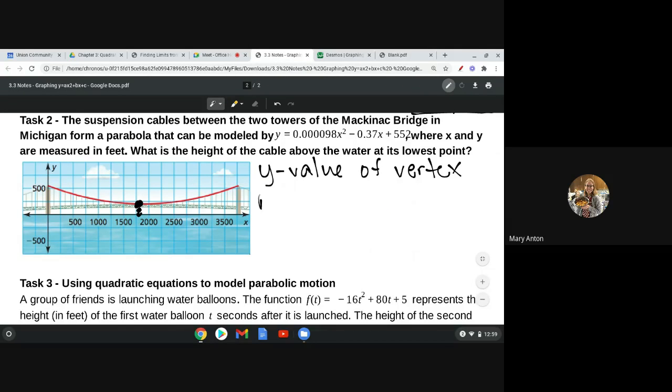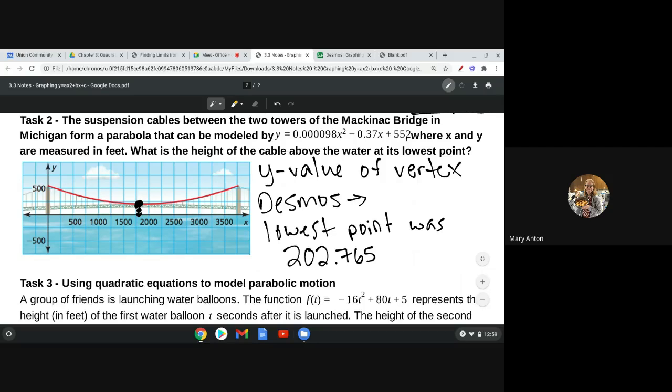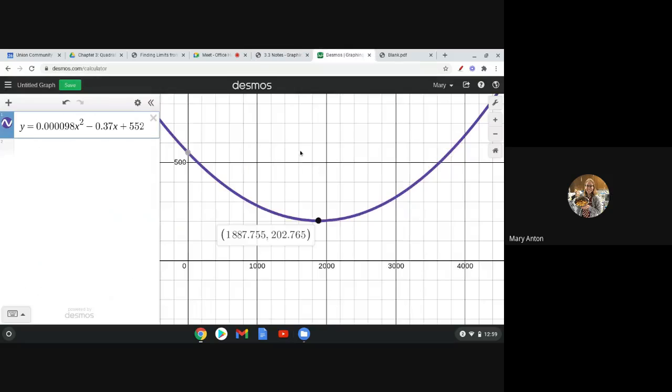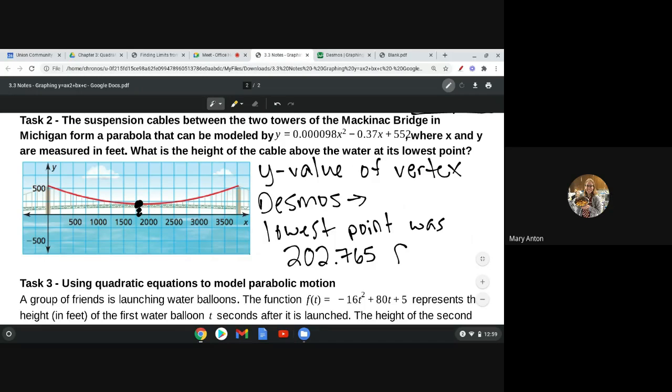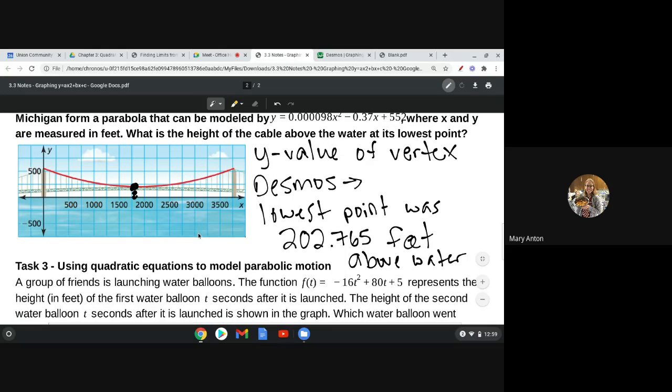So, we use Desmos, and we found that the height of the cable above the water at its lowest point was, what was it again? 202.765. Was it that? Yeah. Oh, good memory. Feet above the water. What, Caleb? For your unit of measurement.